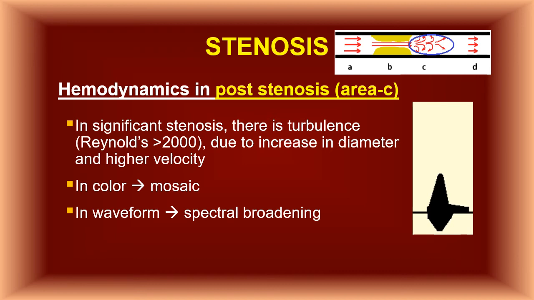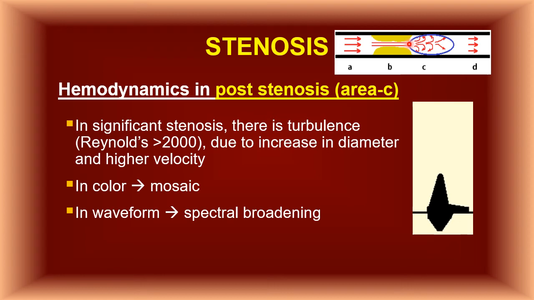So as we finish area B, which is the stenosis, we mentioned what will happen. We will have diameter reduction, and if this diameter reduction is 50%, we get significant stenosis, and significant stenosis will have more reduction of the volume of blood flow. What happened next to the stenosis? We have what we call area C, or post-stenotic turbulence.